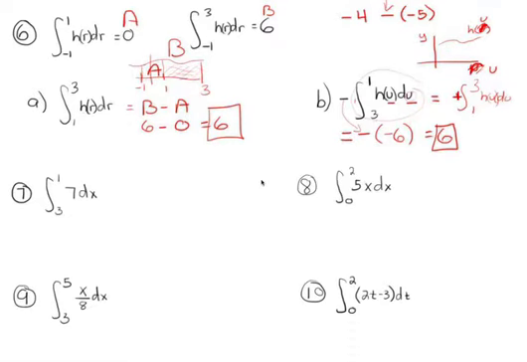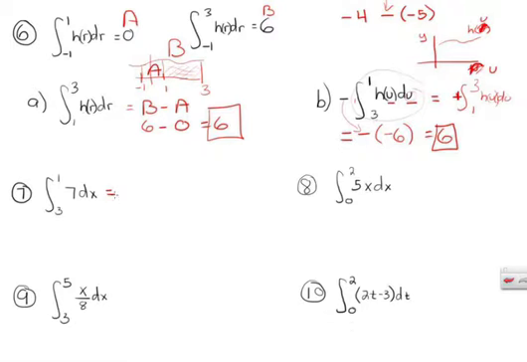Starting video 2 for section 5.3, and we're picking up on number 7. The instructions for this section are simply to evaluate the integral. And so, as we discussed, to evaluate an integral, all you have to do is find the antiderivative of the function, and so in this case it's just the function 7.